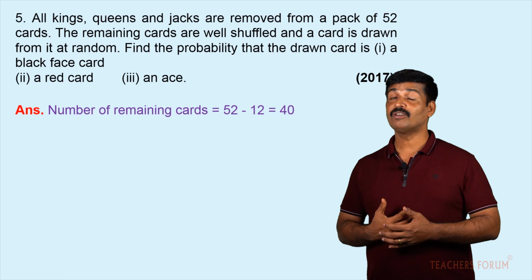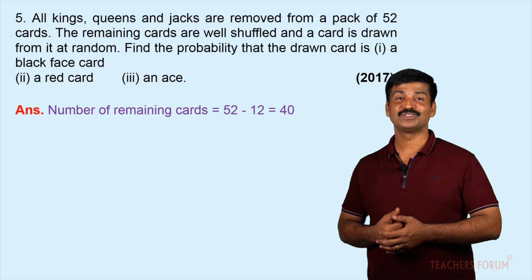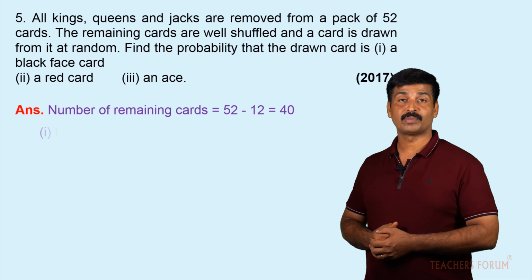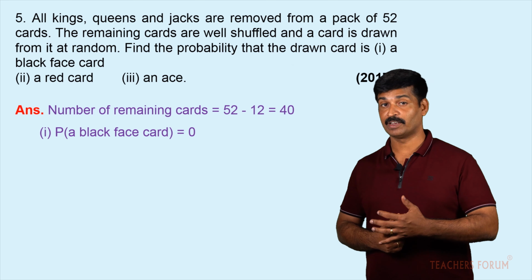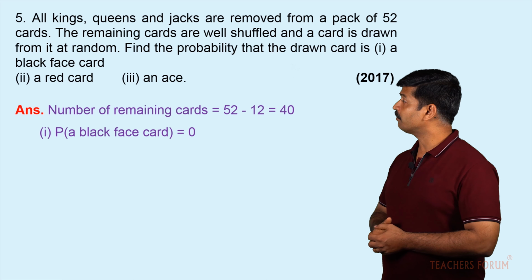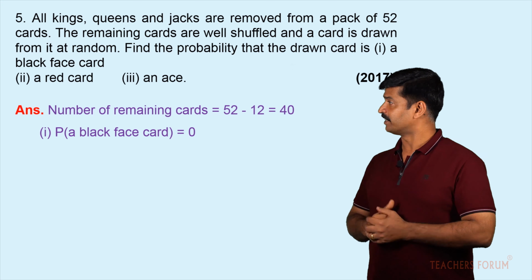You see, all face cards are removed. So there is no black face card again. Okay, so the probability will be 0. Probability of getting a black face card is 0. Why? Because all face cards are removed. The second one, probability of getting a red card.